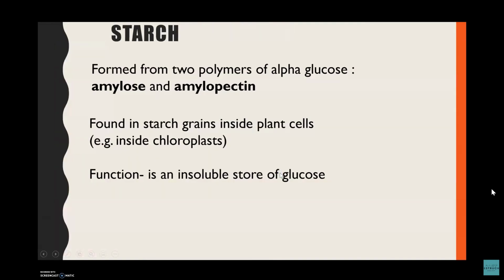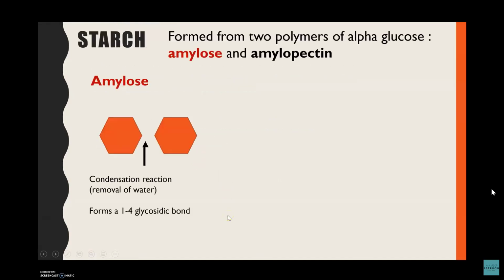So starch, to begin with, is created from two polymers. Both of those polymers are created from alpha glucose though, and where the glycosidic bond forms is what creates a slightly different structure where you can get amylose and amylopectin. We've already said it's found in plant cells. Specifically, you find it in grains of starch inside of chloroplasts as an example. And its function is an insoluble store of glucose. So we'll look at amylose and amylopectin.